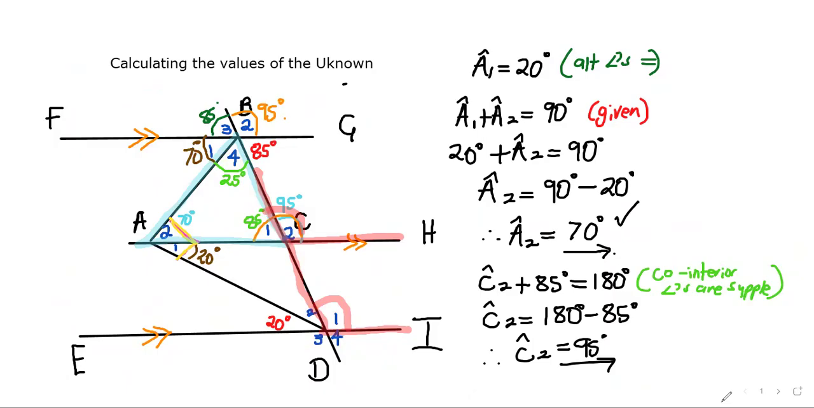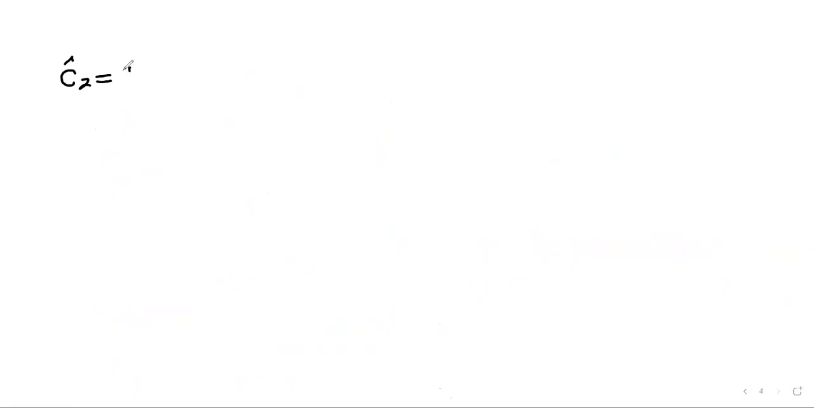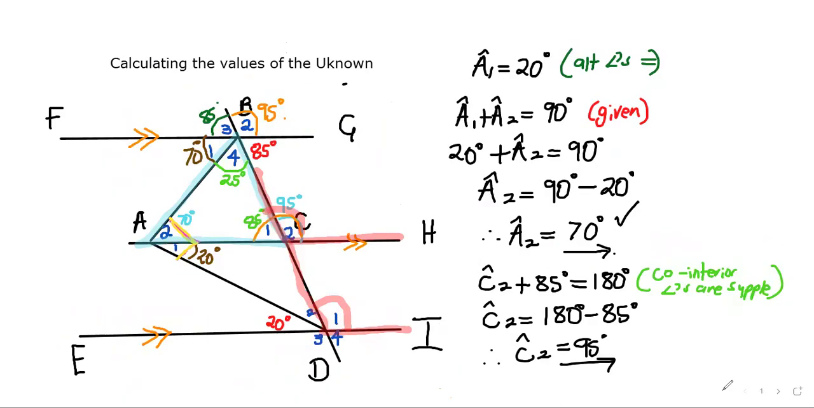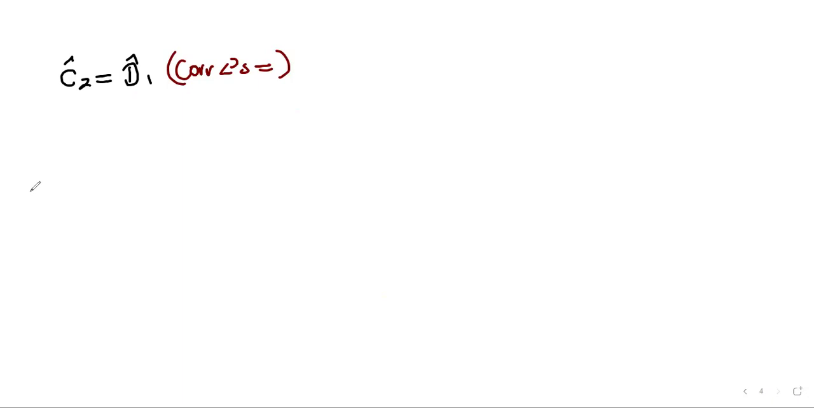So we're going to say angle C2 is equal to D1, corresponding angles are equal, because each and every statement should be accompanied by the reason. Then from here you substitute. Our C2 is 95. When I say 95 degrees, it's equal to D1. Therefore, the size of angle D1 is equal to 95 degrees.